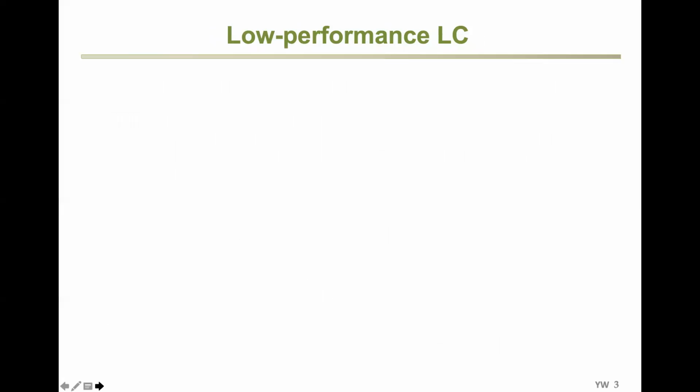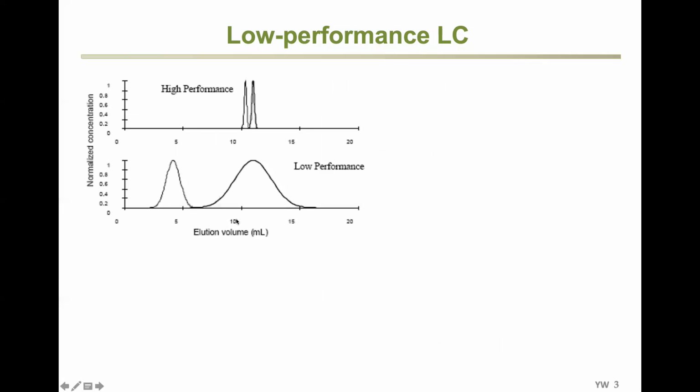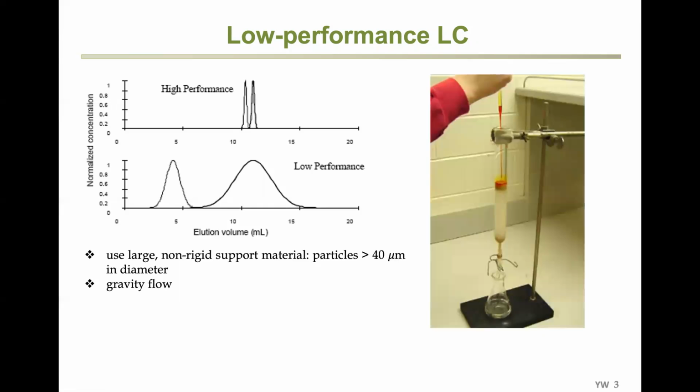So high performance LC is compared with low performance LC, right? If you compare the difference, the very obvious difference is that in high performance, the peak widths are much smaller versus the low performance, where you have much broader peak widths. In this case, you will use large, non-rigid support material, and the particle is always larger than 40 micrometer in diameter. It's mostly based on gravity flow instead of using pressure to push the movement.